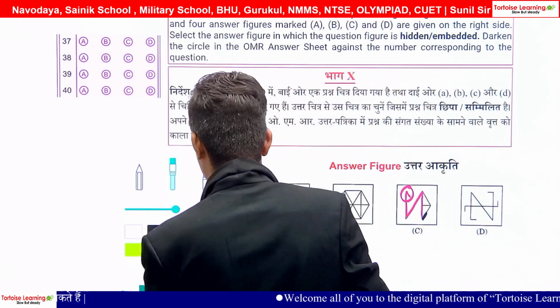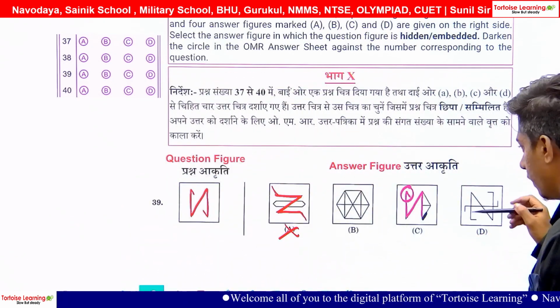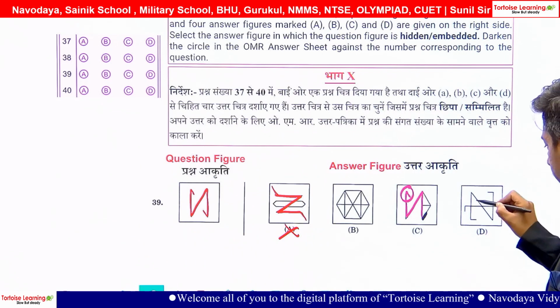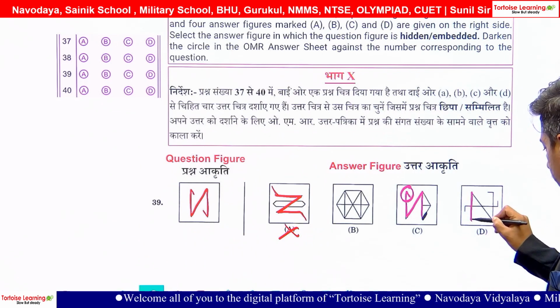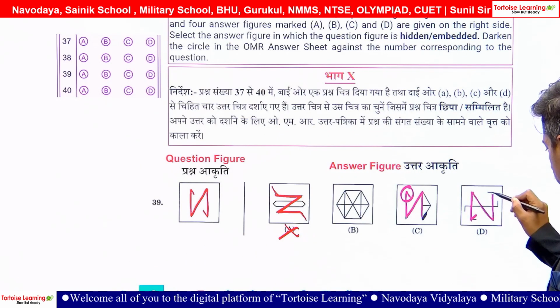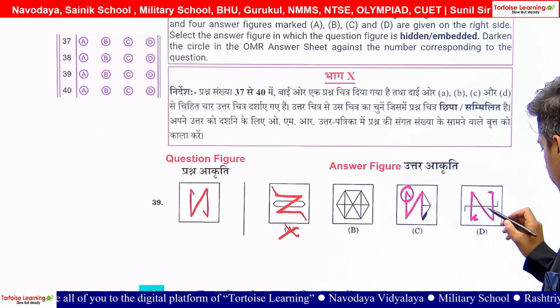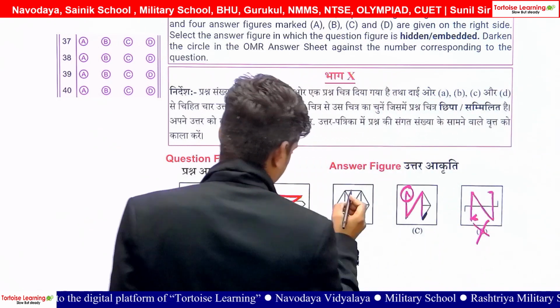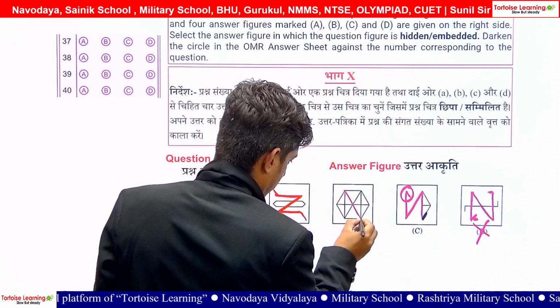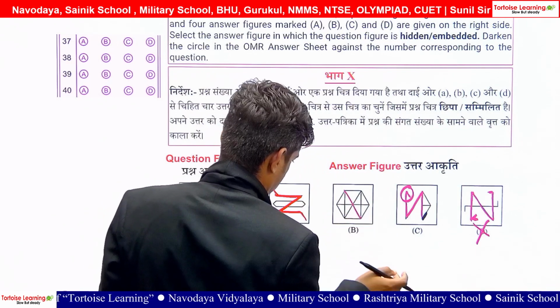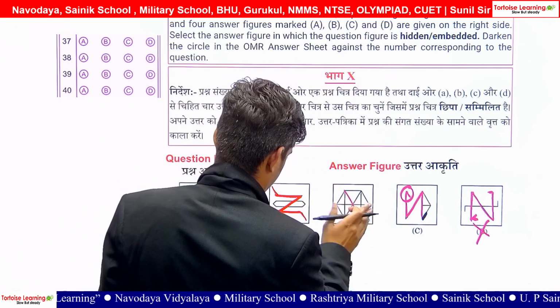Now next. If you look at this, these parts are given, but these parts are quite like this. This is also wrong. And if you look at this one, check.